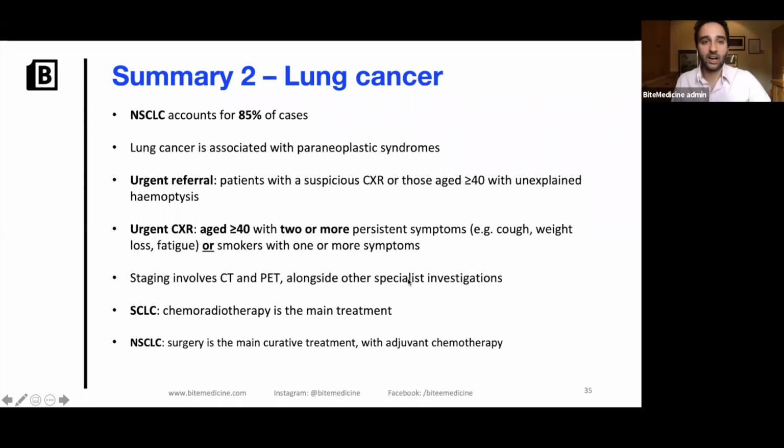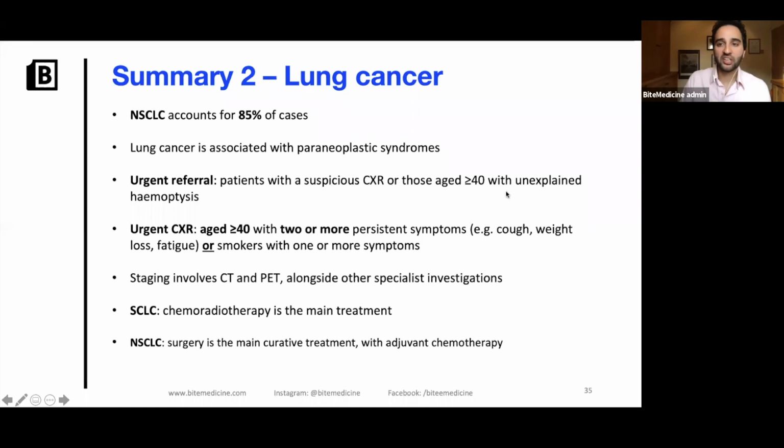So our summary of lung cancer. Non-small cell lung cancer accounts for 85% of cases, the majority of cases. We've talked about all our paraneoplastic syndromes, or the most important ones. We've talked about things like SIADH, hypercalcemia, Lambert-Eaton, for example. We know who to refer now.